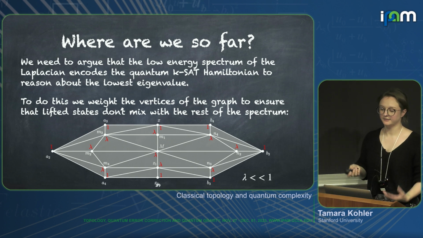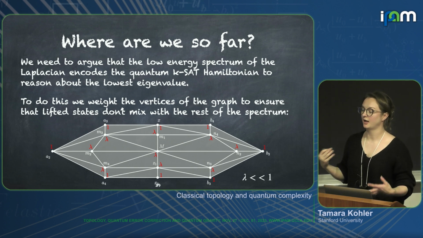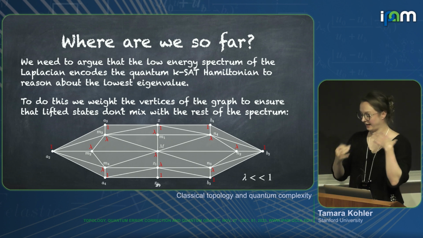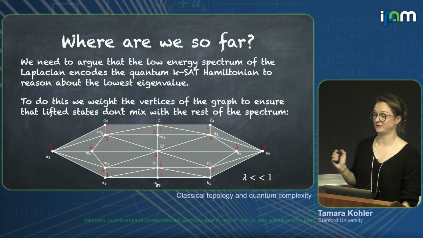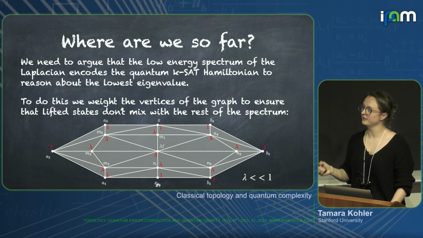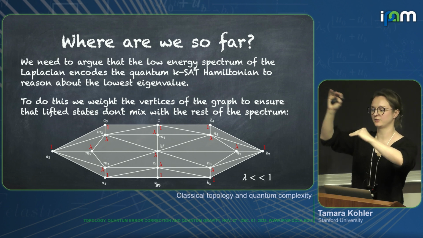And in order to do this, we're going to weight the vertices of the graph. This is why we've shown the homology problem has this complexity characterization for weighted graphs, not for unweighted graphs. And the reason we weight the graph is to basically ensure that the states we lift out of homology don't mess with the rest of the spectrum.